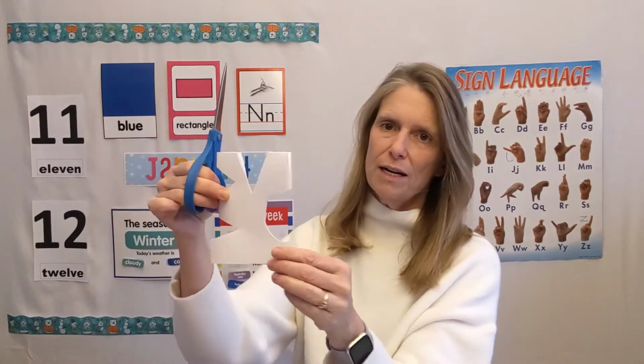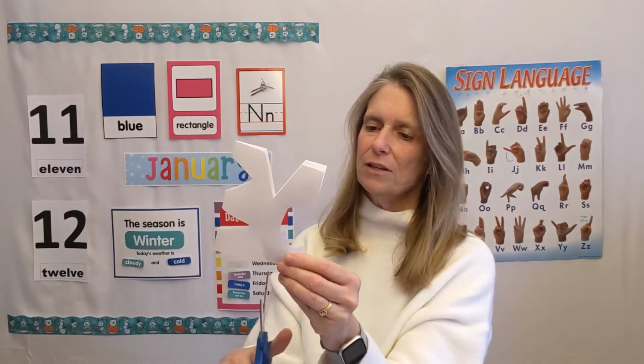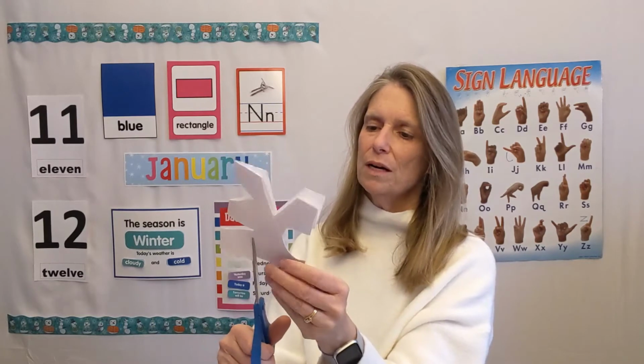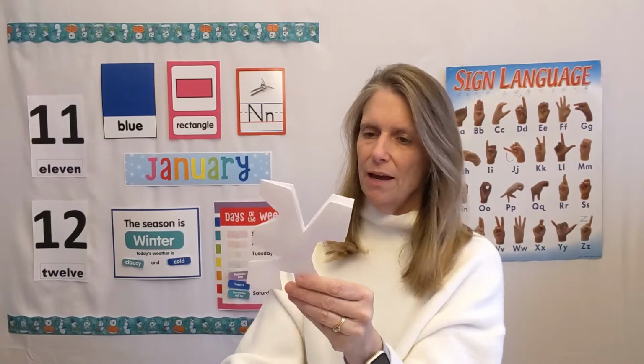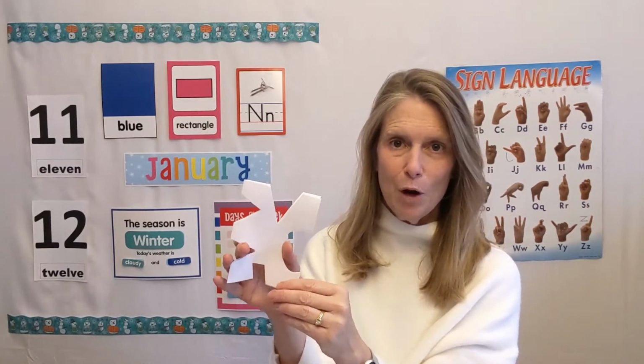And I'm going to do one more small cut down here at the bottom. Just a little triangle. You know what? I better do a kind of a rectangle, kind of a parallelogram there because, you know, rectangle being our shape and all. Okay, now to see the snowflake, I'm going to open it up.